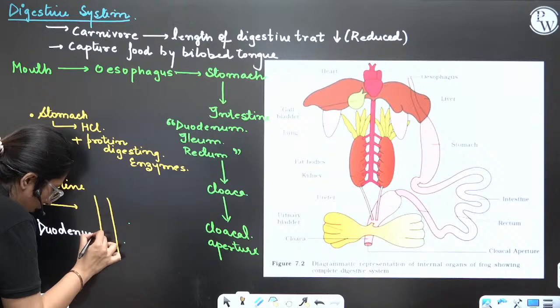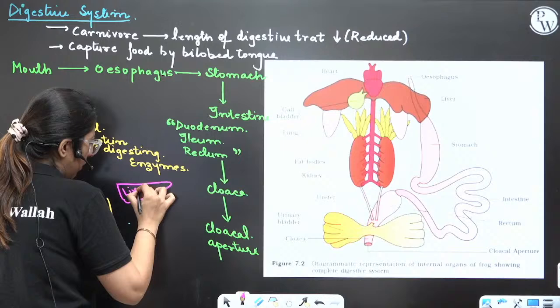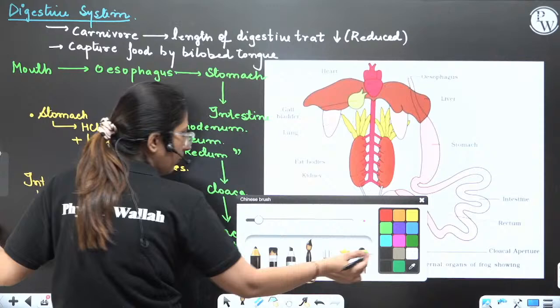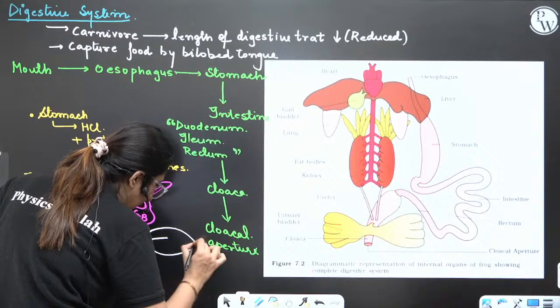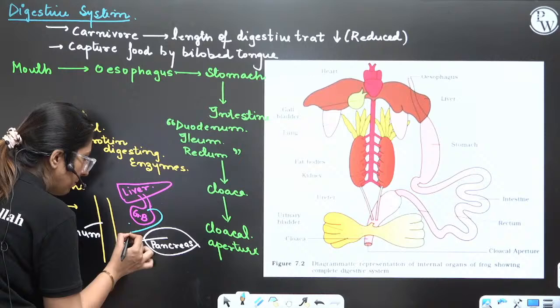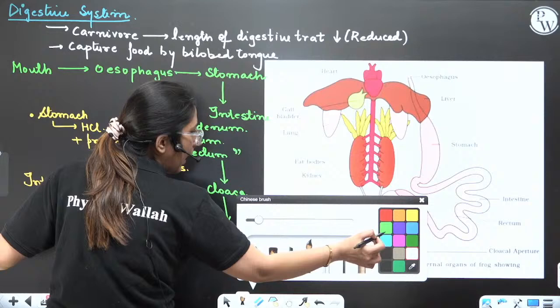Now here, just like us, they have a liver. The liver gives bile. Bile is stored in the gallbladder, which I am labeling as GB, gallbladder. Clear? They have a leaf-like structure, which is the pancreas. I am labeling it here, pancreas. Now, what happens is, from here, bile comes. From here, the pancreatic duct is coming. Both of them will join together with the help of the common bile duct.